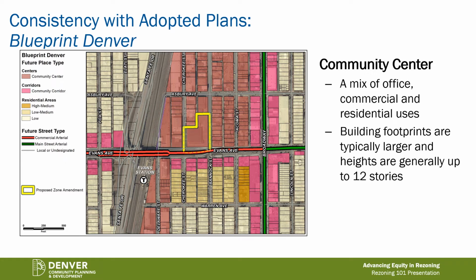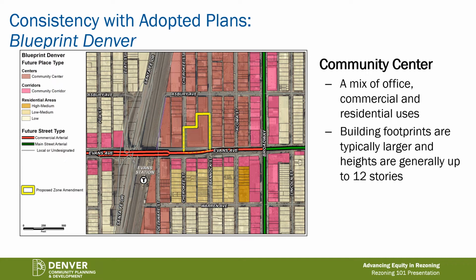When considering if the rezoning request meets this recommendation, we look to see if the proposed zone district has uses and building form standards that are consistent with the description of the community center future place type. The proposed zone district of CMX8 is consistent with this recommendation because it will allow a mix of uses and a building height of 8 stories.